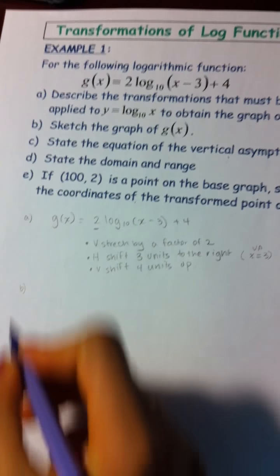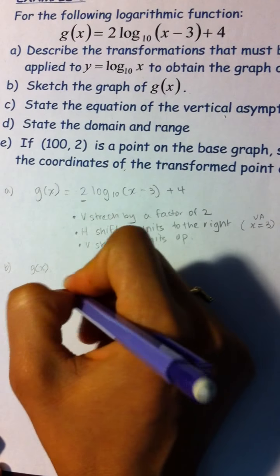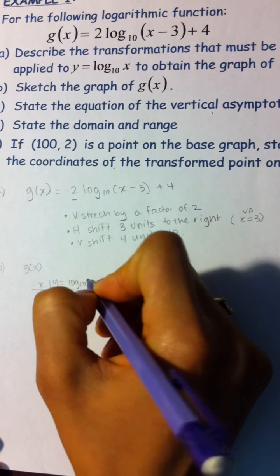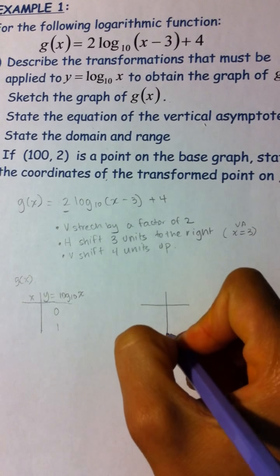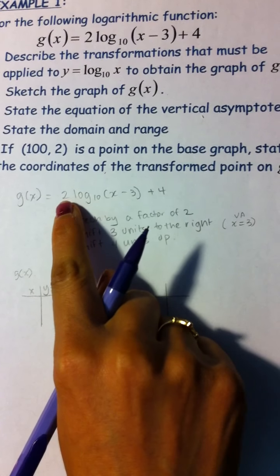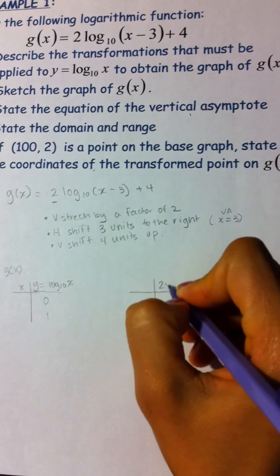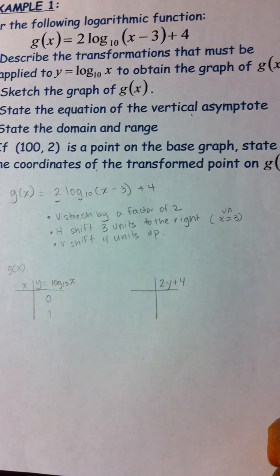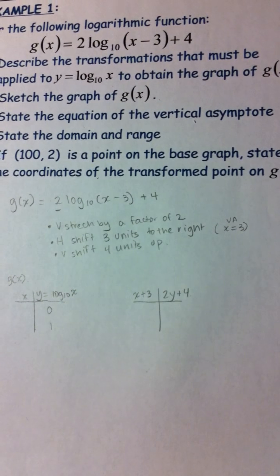The second part is we're going to sketch the graph of g of x. As we spoke about earlier, it's important to write down some key points. For my base function, which is base 10, the key points for y were 0 and 1, and I have to figure out what my new transformed points are according to my transformations. I have a vertical stretch as well as a vertical shift, which affects my y value, so it's going to be 2y plus 4. The only thing that affects my x values is the horizontal shift, which is x plus 3, because I'm moving the curve 3 units to the right.